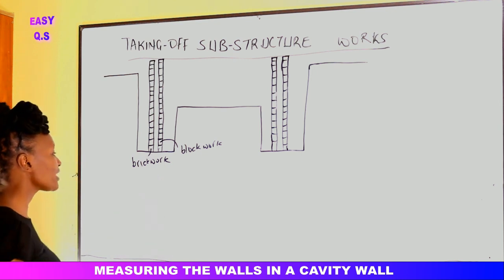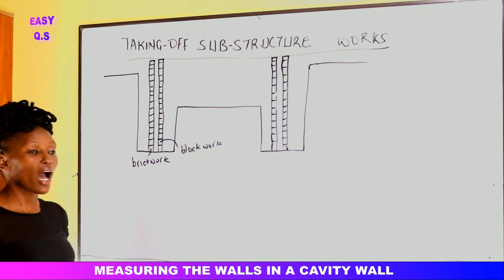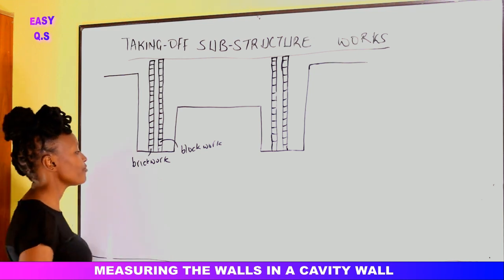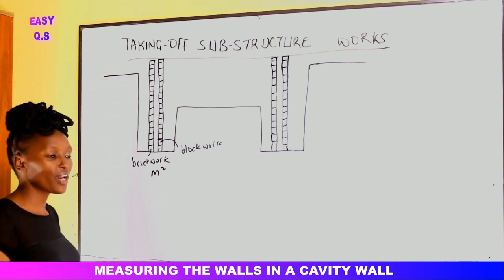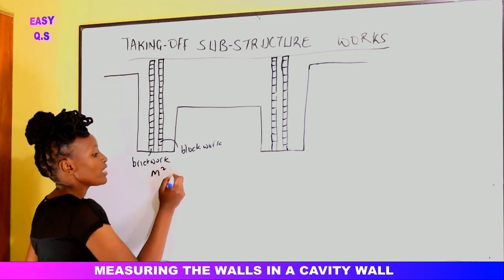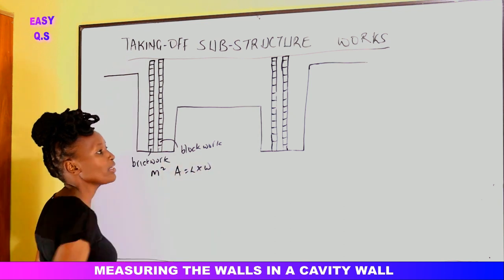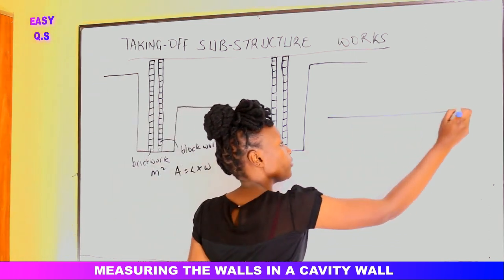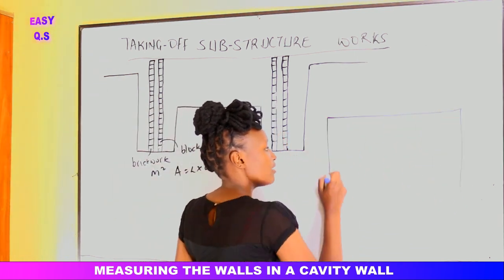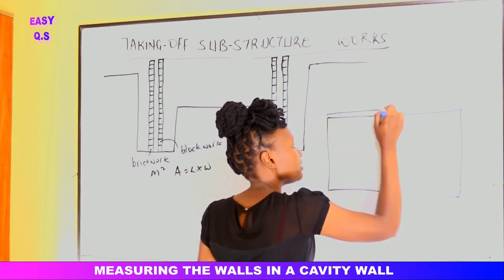Then we shall also come to the cavity. So we'll start with the external skin, which is the brickwork. How do we measure the brickwork? The NRM2 states that we should measure the brickwork in meters squared. Alright, so if we say meters squared, that is in area. Area is equal to length times width. Assuming we have the plan. The plan is here. The plan is made of cavity walls.